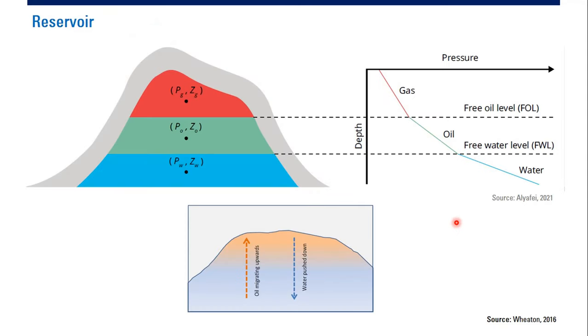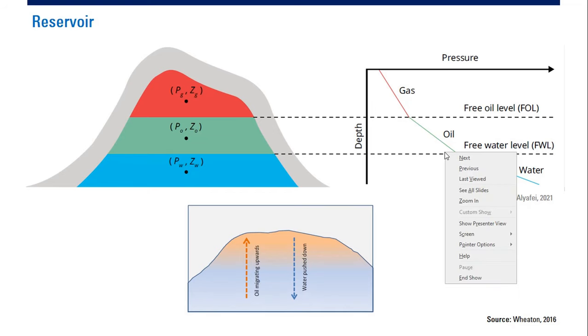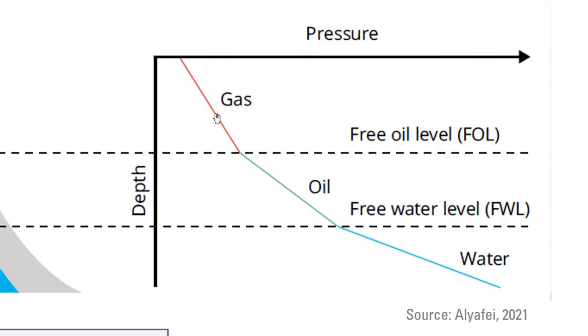Again, due to the difference of density, the difference of gravity, gas will be at the top, and then oil, and then the heaviest, the water, at the bottom. They have different densities, and of course, they will have different pressure at their corresponding depth. So here we have gas, and then oil, and the water, and they have different gradients.